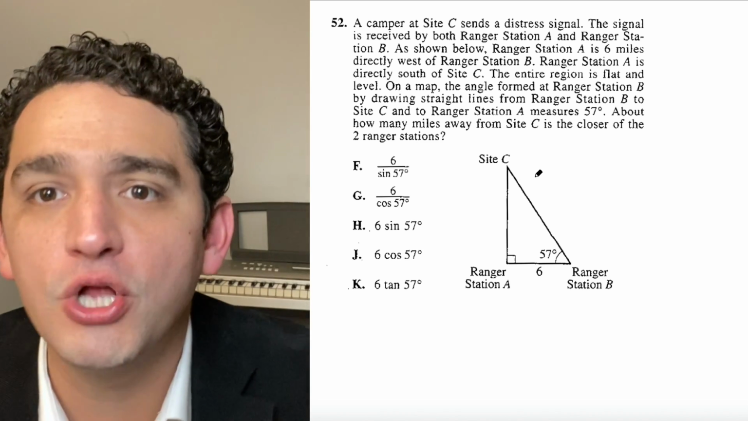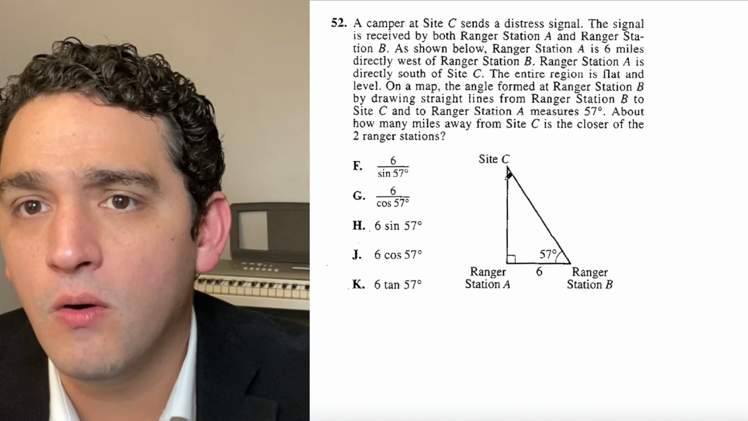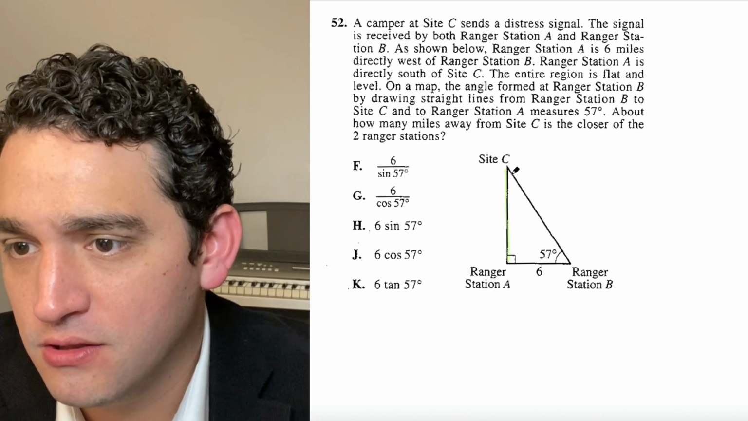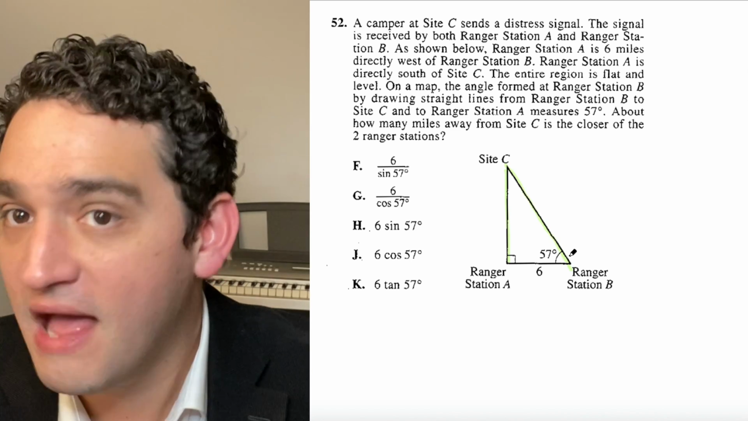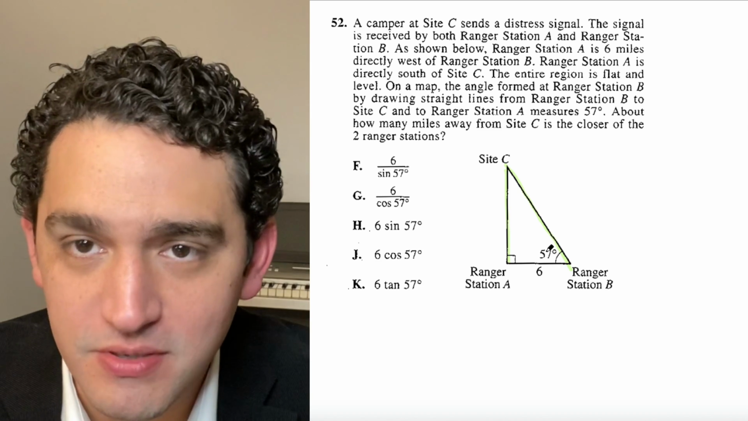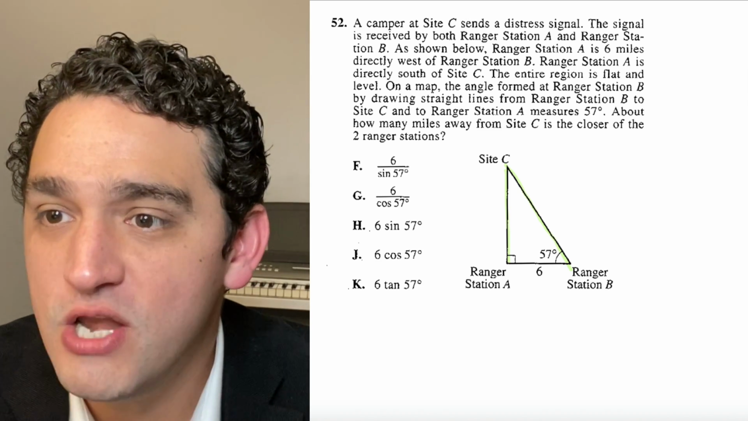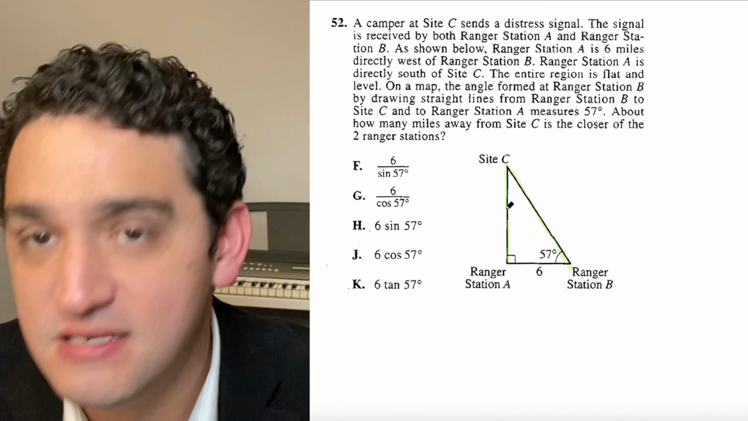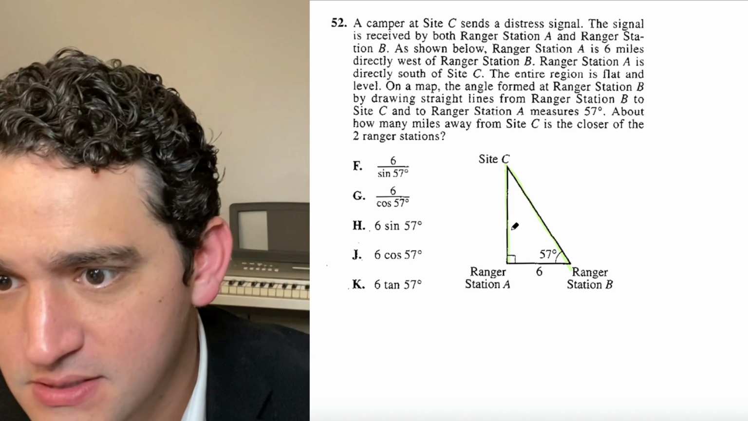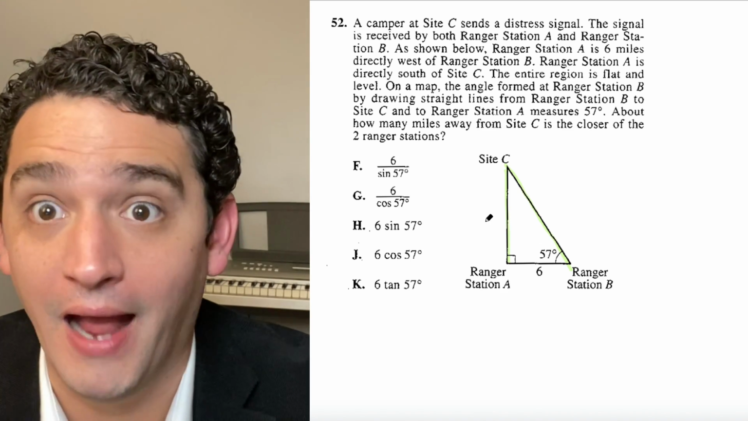They don't tell you what you're looking for. They're saying the closer one. But we know among these two lines, the closer one will never be the hypotenuse. Why not? Because the hypotenuse is the longest side of any right triangle. So we know we are looking for this, the distance between C and A, this leg over here. So let's go ahead and mark that with the universal variable x.